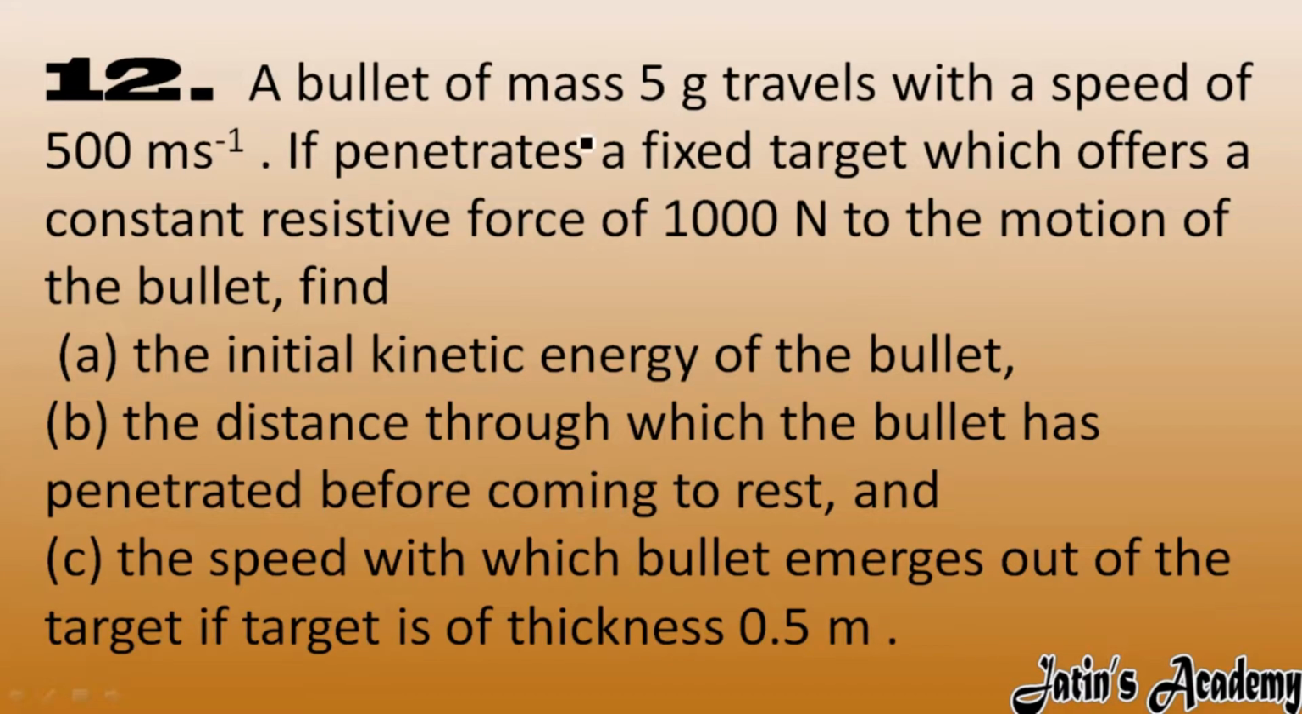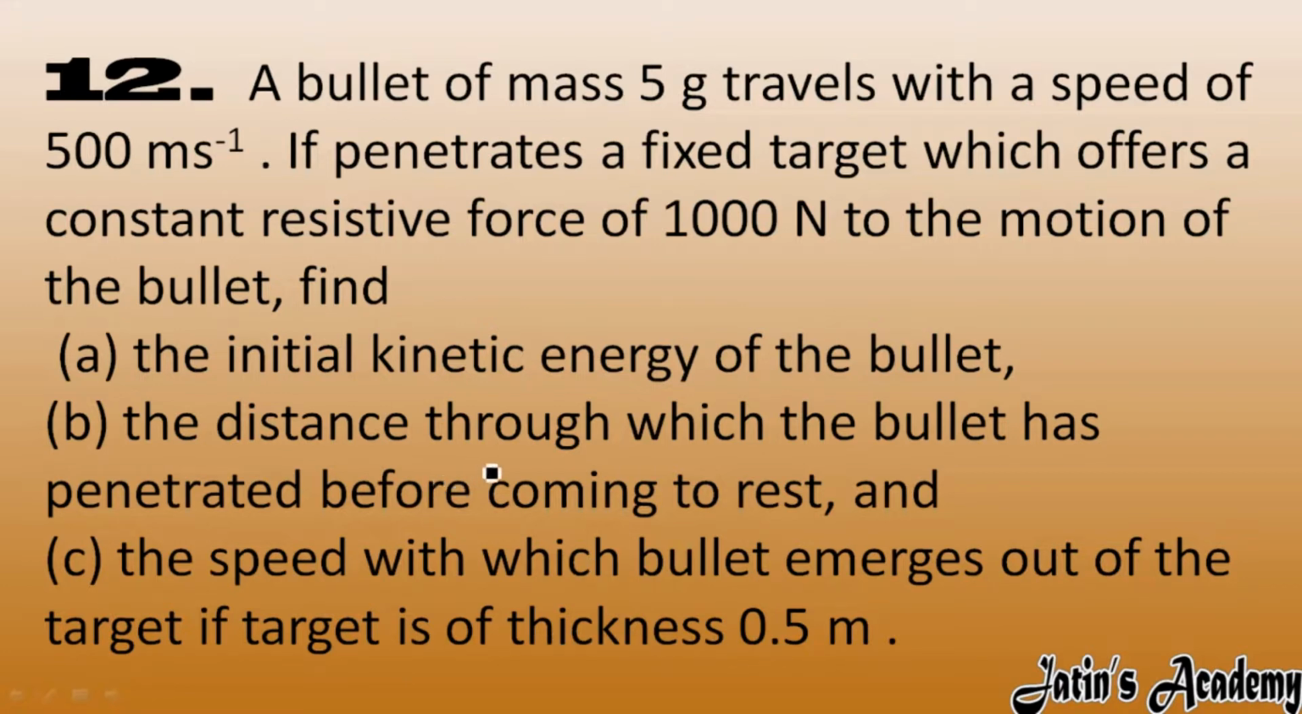Very important question. A bullet of mass 5 gram travels with the speed of 500 meter per second. If it penetrates a fixed target which offers a constant resistive force of 1000 newton to the motion of the bullet, we have to calculate the initial kinetic energy of the bullet, the distance through which the bullet has penetrated before coming to rest, and the speed with which the bullet emerges out of the target if the target is 0.5 meter thick.